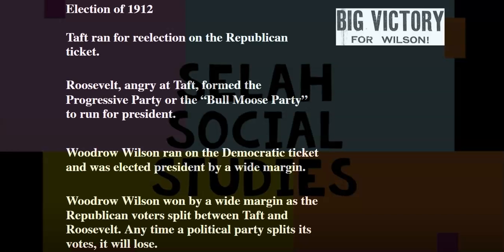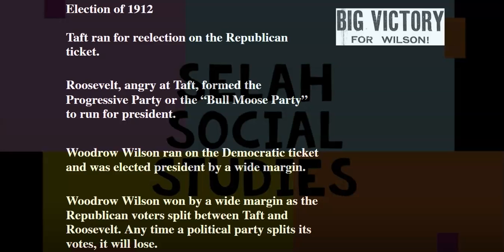So come the election of 1912. After Taft's first term in office, he ran for re-election as the Republican candidate in 1912. Theodore Roosevelt became angry at Taft for his conservative platform and for busting every trust, and ran for president himself under a new political party named the Bull Moose Party.